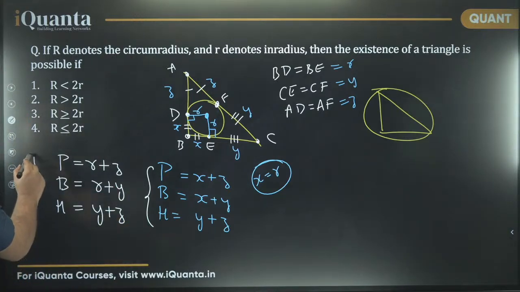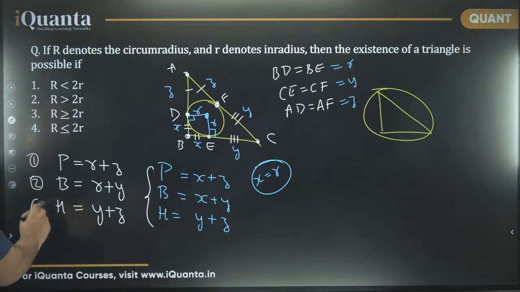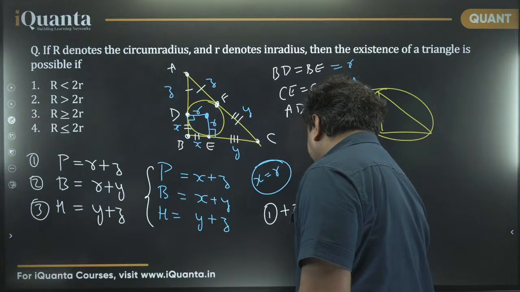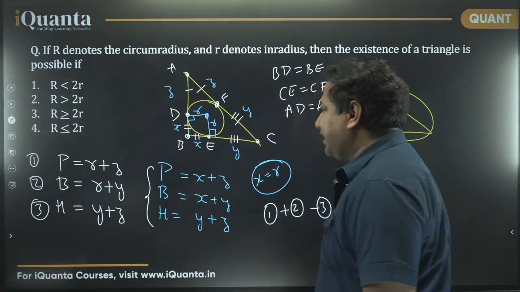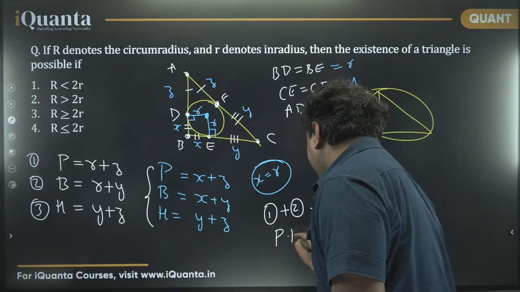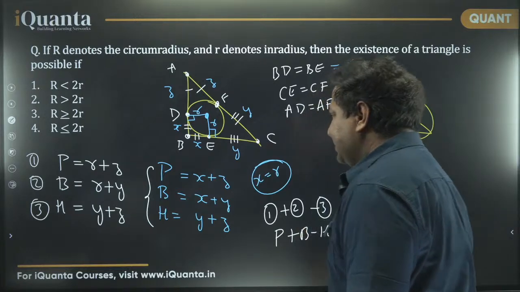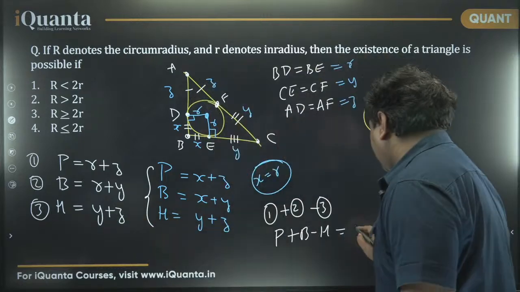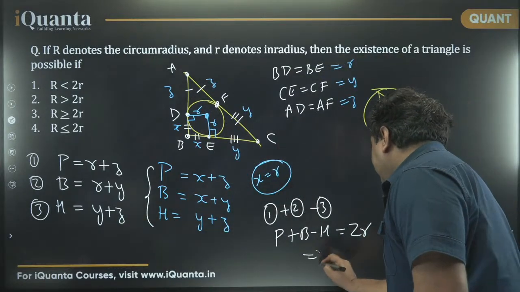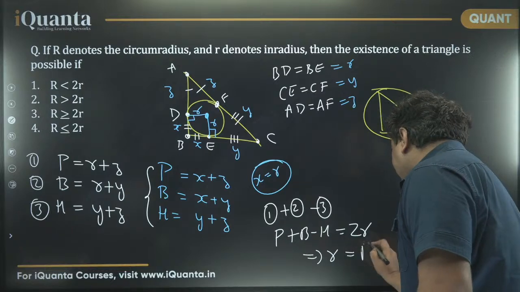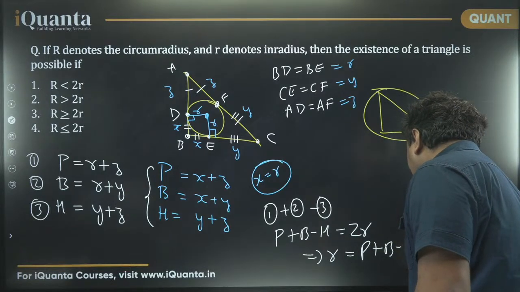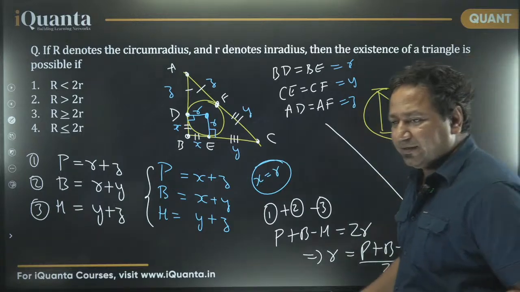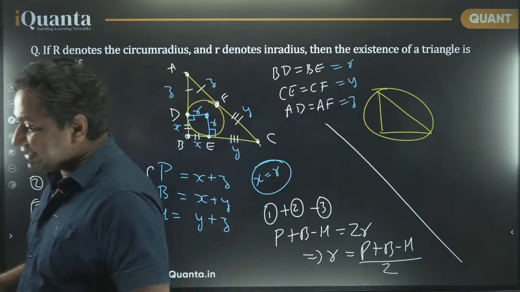So this is first equation, this is second equation, this is third equation. If I add first and second, 1 and 2, and then subtract 3 from it, what will I get? In the left hand side, I'll have P plus B minus H. Right hand side, I'll have 2R plus X plus Y plus Z minus Y minus Z. So all I'll have is 2R, which means inradius is half of P plus B minus H, that is, (P plus B minus H) by 2. Note this down. This is a very important theorem, very important proof, very important result.